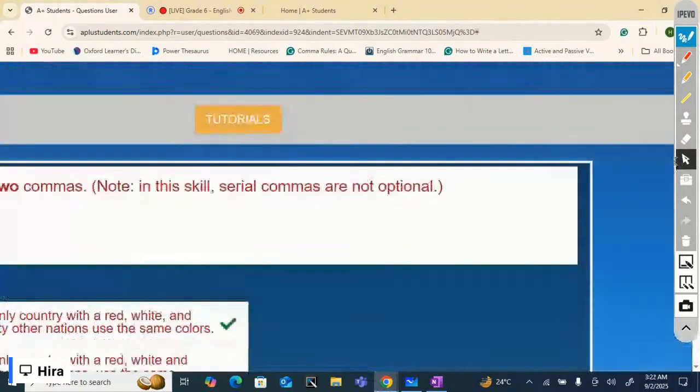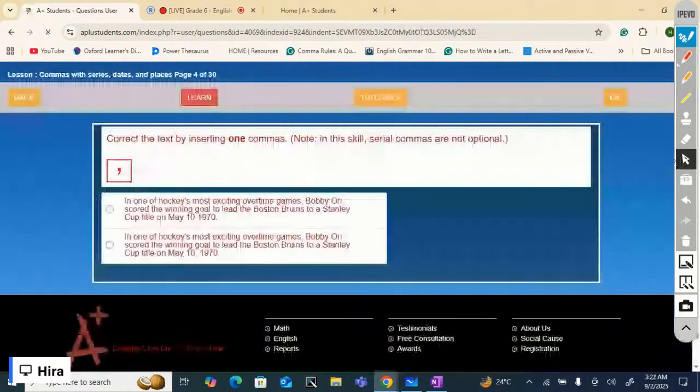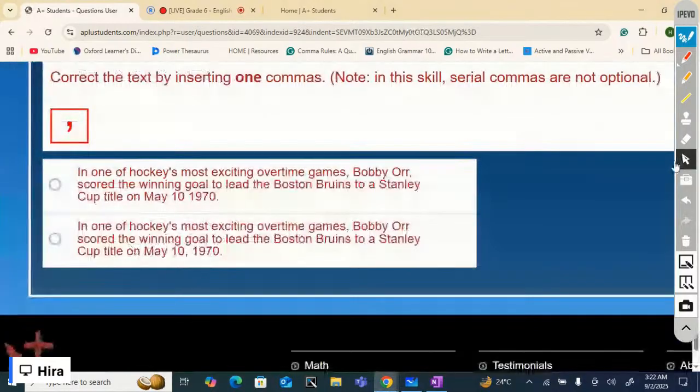Very well, Eliana. Good. In one of hockey's most exciting overtime games, Bobby Orr scored the winning goal to lead the Boston Bruins to a Stanley Cup title on May 10, 1970. Read the second option as well. Look at the use of commas and then decide.